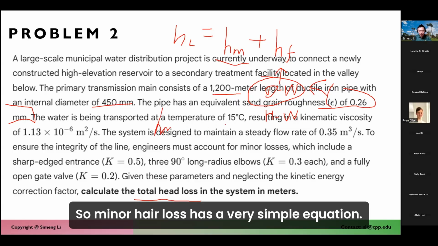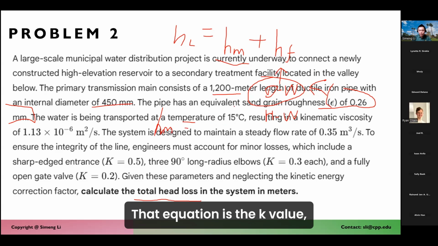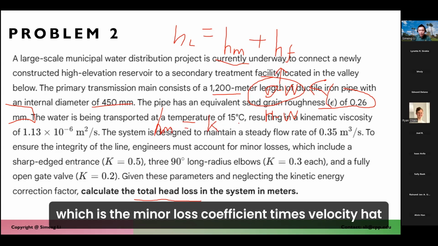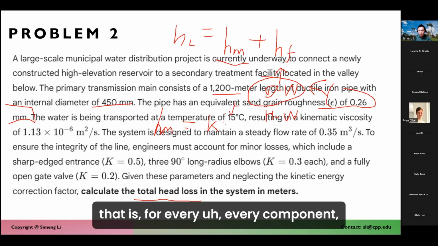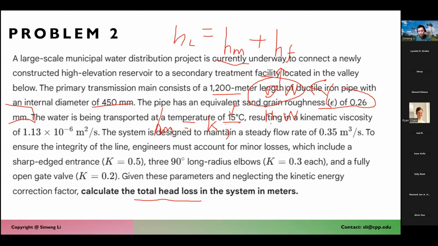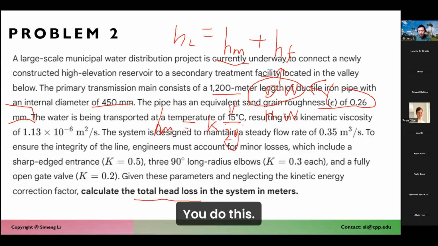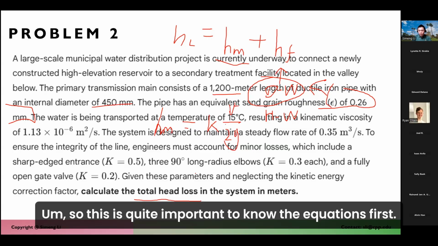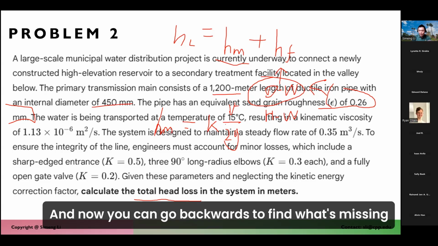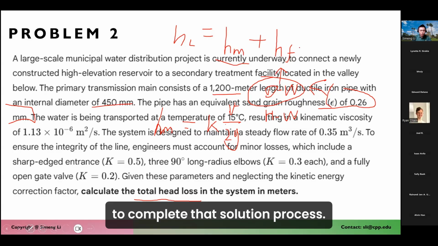Minor head loss has a very simple equation. That equation is the K value, which is the minor loss coefficient, times the velocity head. That is for every component. Every component, you do this. So it is quite important to know the equations first, and now you can go backwards to find what's missing to complete the solution process.